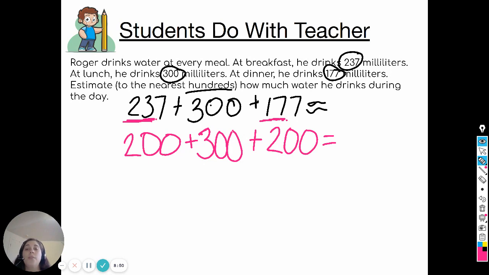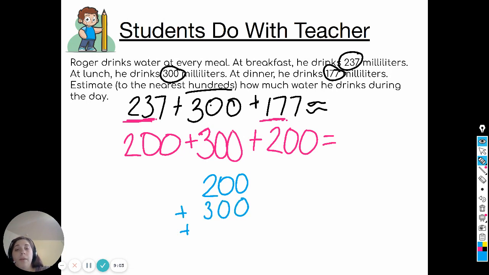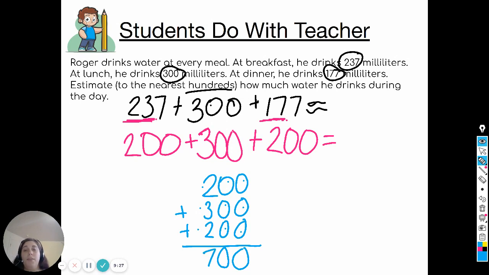So right now we have 200 plus 300 plus 200. What I'm going to do is stack them and add them using my standard algorithm. Okay, start in the ones. 0 plus 0 plus 0 is 0. 0 plus 0 plus 0 is 0. 2 plus 3 is 5. Plus 2 more is 7.